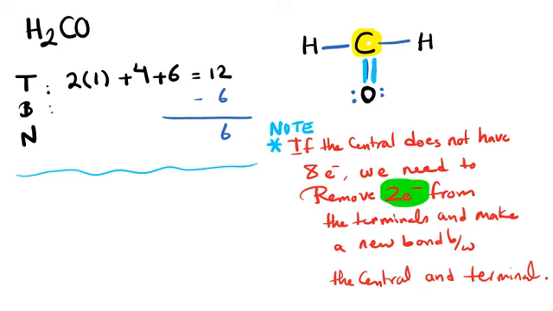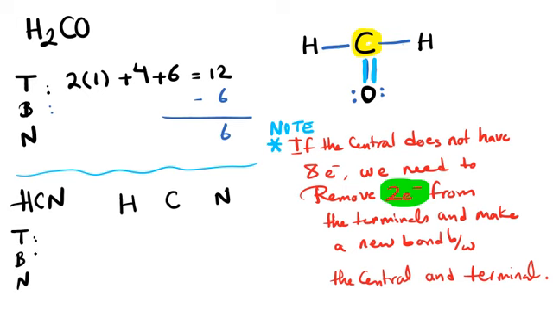Last example to finish this video. I am going to ask you to work on HCN. H is between carbon and nitrogen. Carbon is the central atom and nitrogen should be here. Let me follow the rule, TBN. Total valence electrons: 1, 4, and 5, which is 10. I'm going to make a bond between the central atom and the terminals. So I used 4 valence electrons, and I'm going to have 6 non-bonding electrons. We don't add to hydrogen, we add to nitrogen.